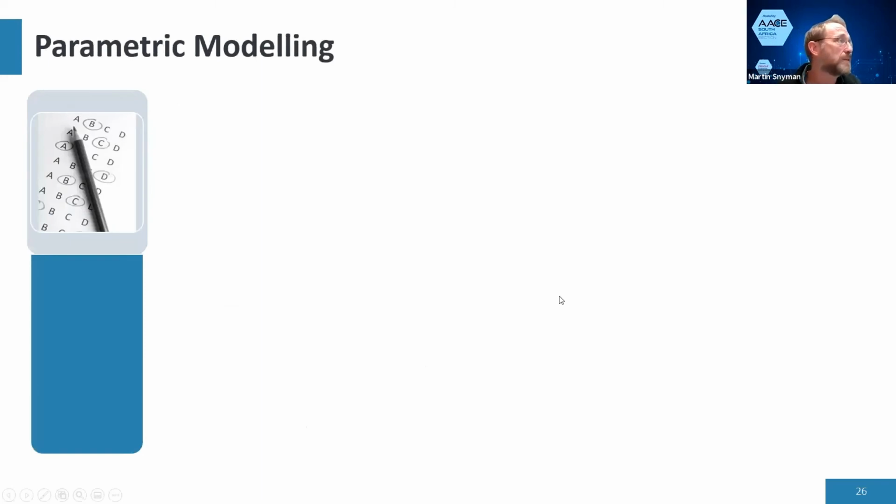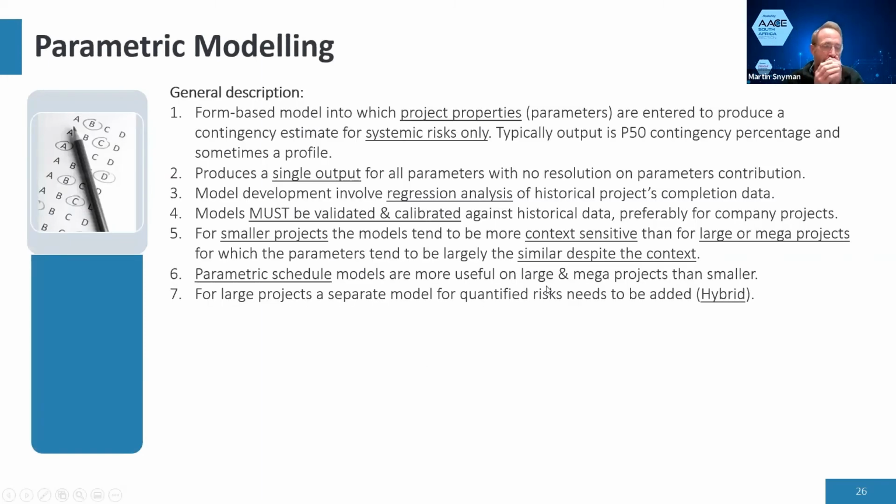Parametric model. Now, we've spoken about this one a couple of times quickly. So this is typically a form-based model into which you enter project properties. I'll show you an example of what they look like. And it's for systemic risks only. So these are those noise features that's in your project. They produce a single output.